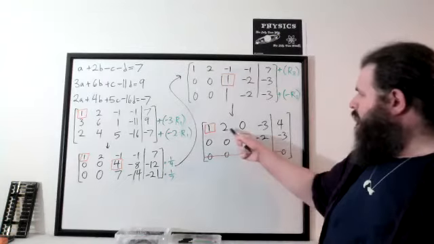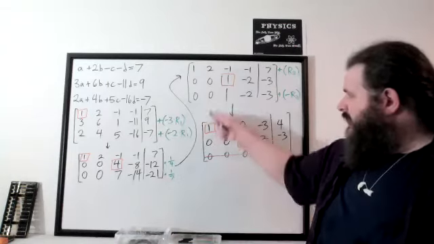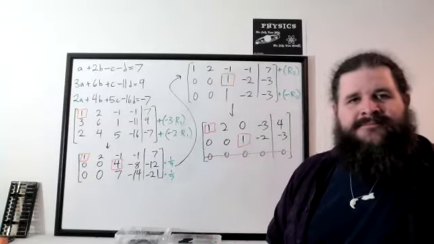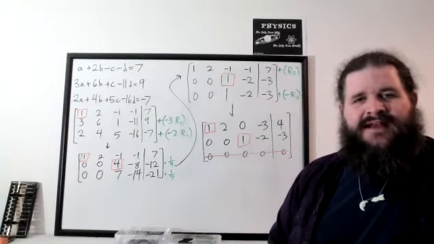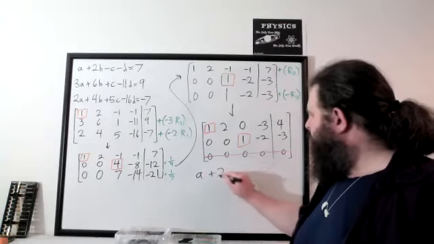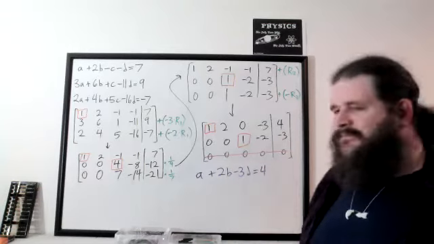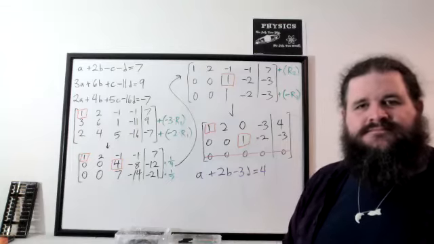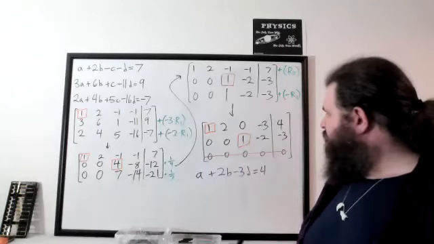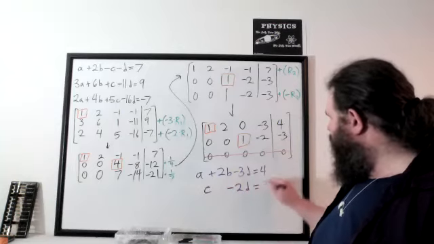So for example, what would the first row look like as an equation? If we still think of this as like the A column and the B column and so on, how would you write that as an equation? Would you have 1A plus 2B minus 3D equals 4? Exactly. And then the second row as an equation? That'll be 1C minus 2D equals -3.